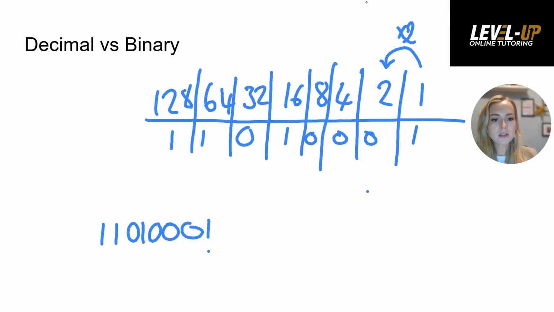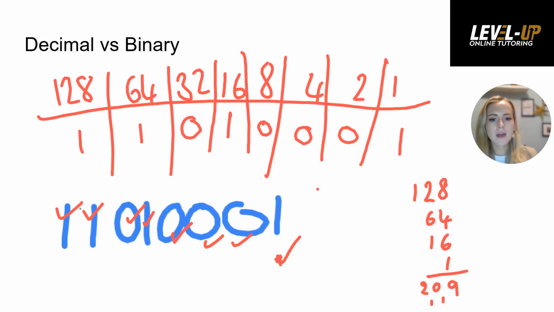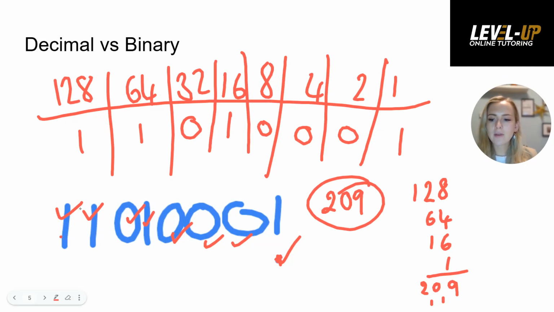So all I'm going to do here is do a quick load of addition. So 128 adds 64, 16 and 1. So the only ones I'm adding up are the ones with 1s underneath. Okay, so that adds up to 209 in decimal. However, it is 11010001. So as I say, these things are interchangeable.